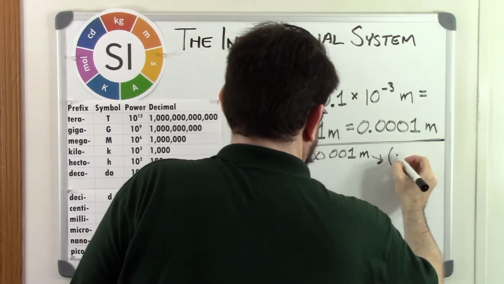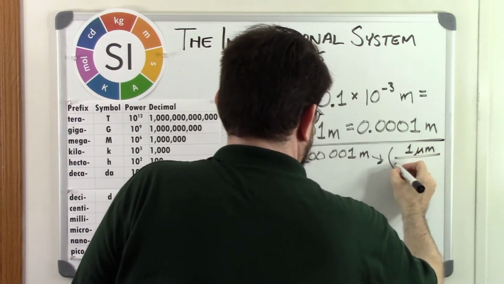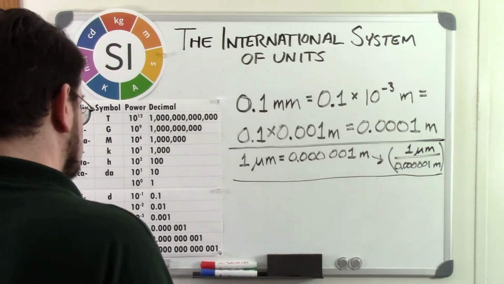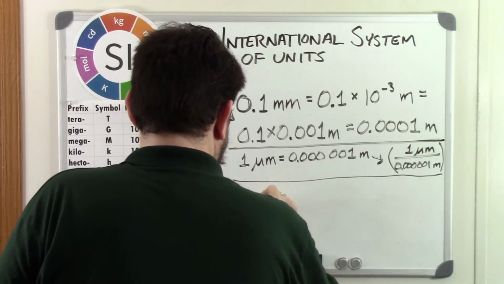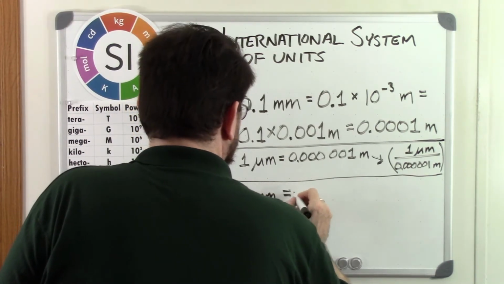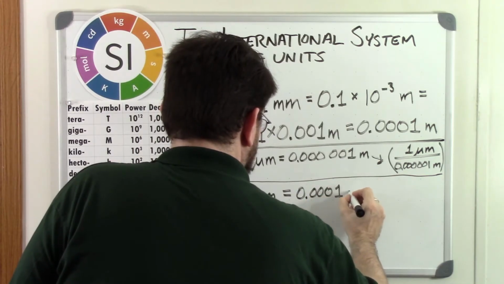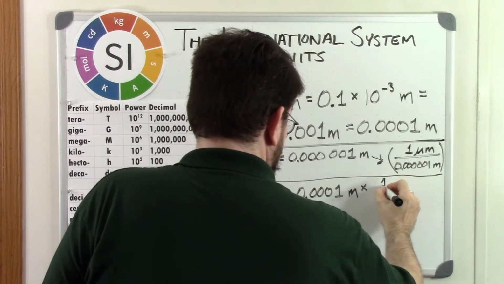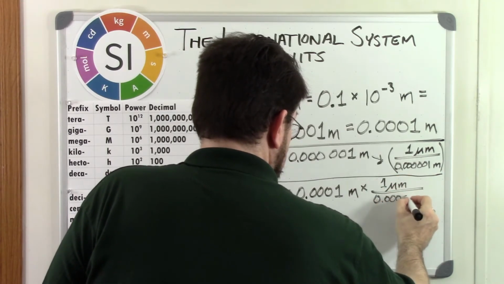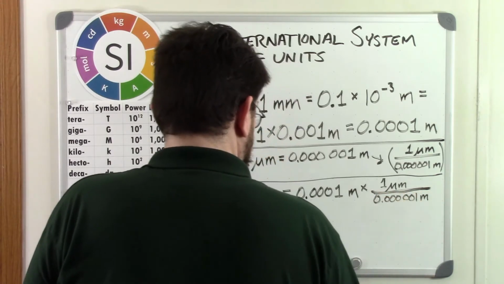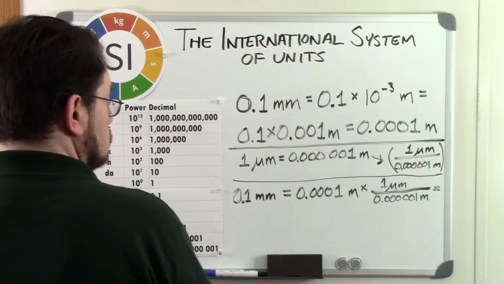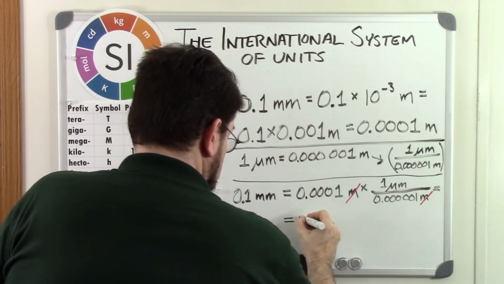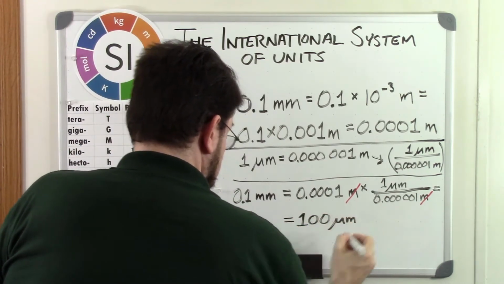We can use this equation to make a conversion factor like we discussed in the last video in this series. Link above. We can write 0.0001 meters equals 0.0001 meters times 1 micrometer over 0.000001 meters. The meters cancel out and we're left with 0.0001 divided by 0.000001 micrometers equals 100 micrometers.